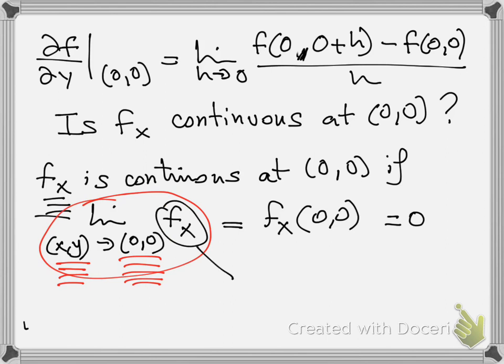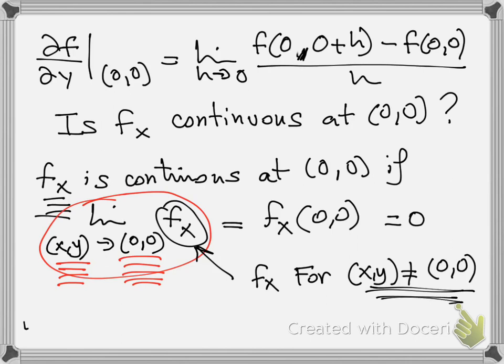So what's this partial f, partial x? This is the derivative of f with respect to x for x, y different from 0, 0. Again, x, y are supposed to be close to 0, 0. They're not equal to the origin, not equal to 0, 0. They're close to the origin. So x, y are actually different from 0, 0. So what's the derivative of f with respect to x for x, y different from 0, 0?